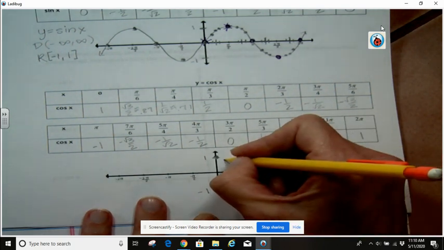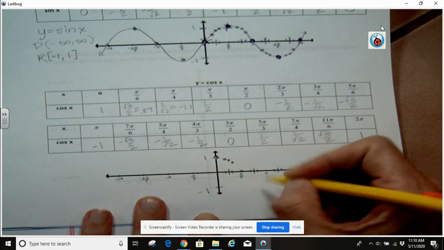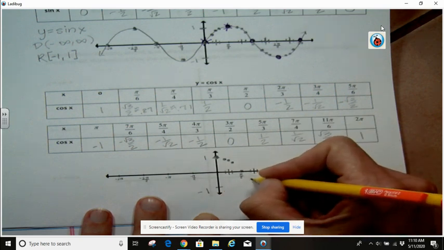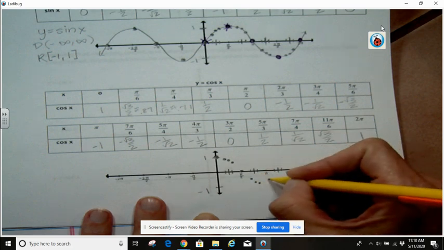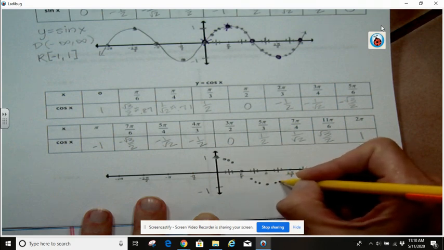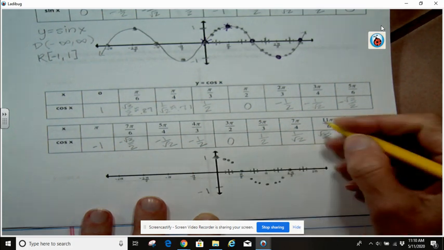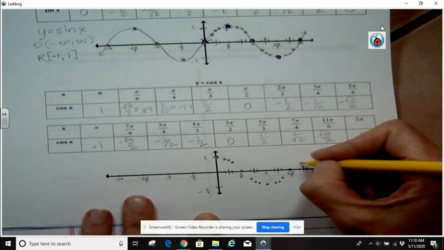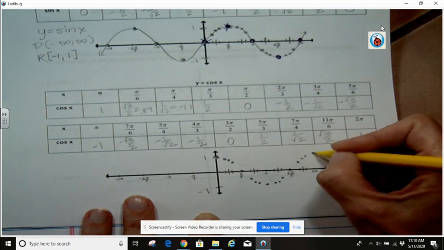Then we've got 0.87, 0.71, 1/2, 0. Now we're hitting the negatives. So negative 1/2, negative 0.7, negative 0.87, negative 1, go back up, negative 0.87, negative 0.7, negative 1/2, back up to 0, and finishing off back in the positives, we've got the 1/2, 0.71, 0.87, and 2 pi back to 1.